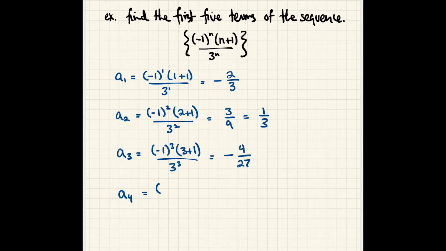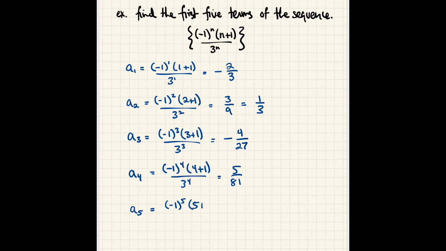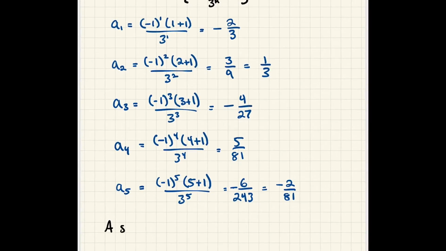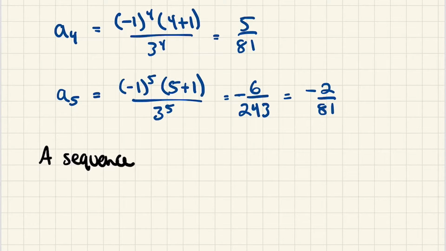So a sub 4 is (-1)^4. We're back to being positive, (4 + 1) over 3^4. So this is going to be positive 5 over 3 to the 4, which is 81. And a sub 5, (-1)^5, so we'll be negative again, (5 + 1) over 3^5. So we get 6 over 243. Oh, it's negative. And it reduces to negative 2 over 81. All right, so a sequence whose sign changes with consecutive terms is called an alternating sequence.